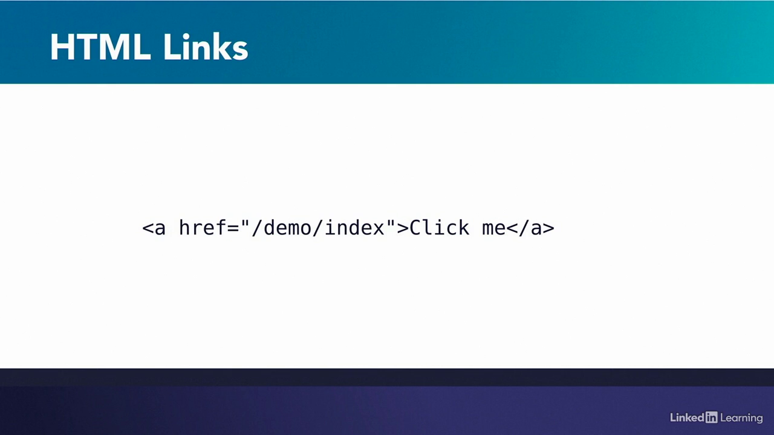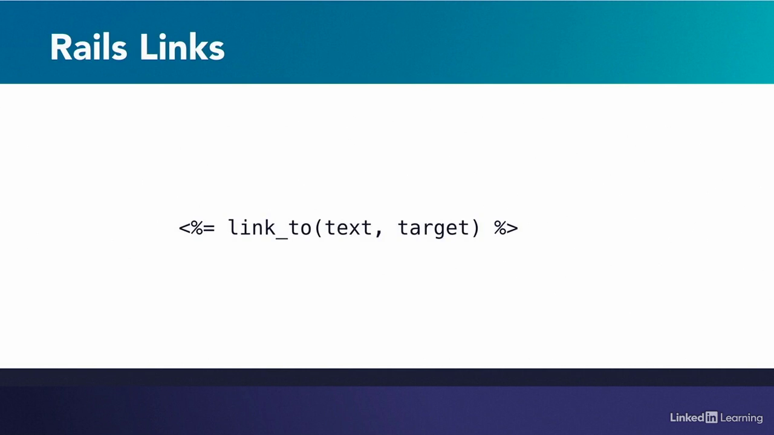When this link is clicked, the browser will then send a request using that string to the web server, and the request will be parsed by the routes and then sent to the correct controller in action. While simple HTML links work, they're uncommon to see in Rails applications. The reason is because there's a helper method that helps to make link creation easier, link_to.